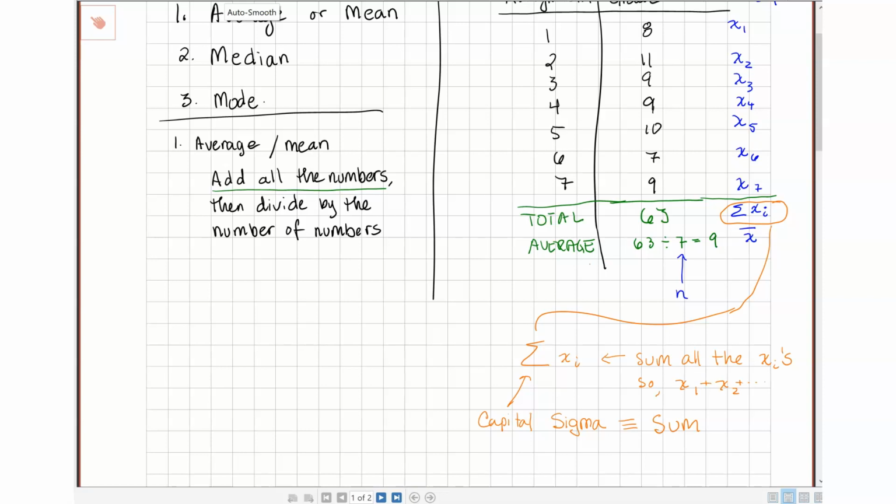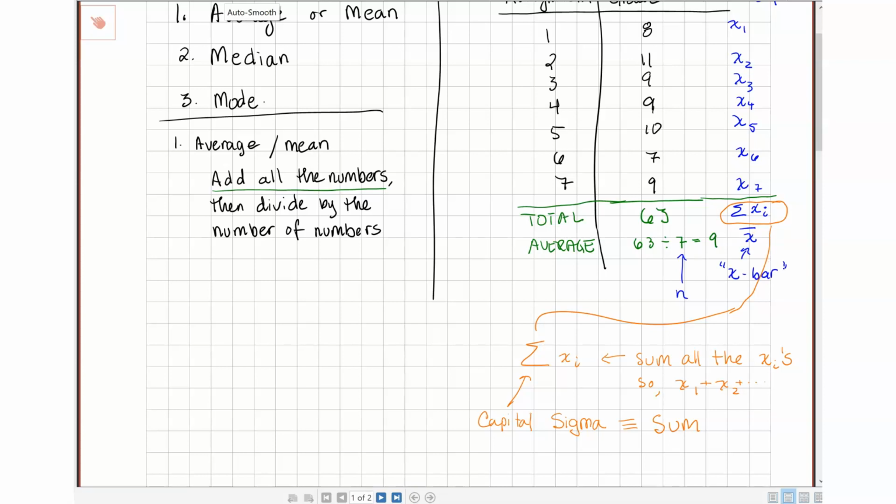And then to compute the average, we're going to divide by the number of numbers. In this case, the number of numbers was 7. But in general, we may not know the number of numbers that we're talking about in a data set. So our general notation for this is n. That's just going to be the number of numbers in our data set. And after we compute the average, so we take that total and divide by the number of numbers, we get the mean. And the notation for the mean is this x with a bar over it. And we just read this as x bar.